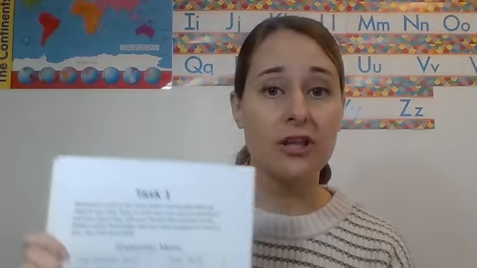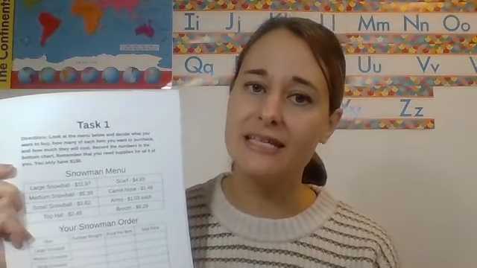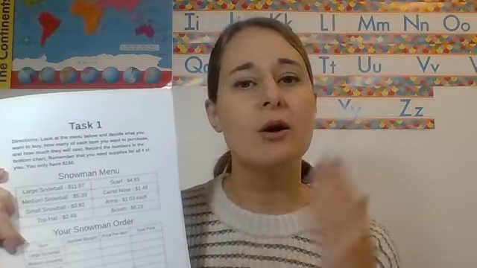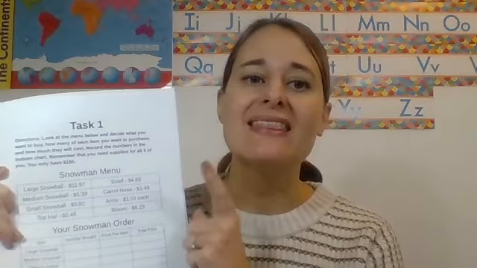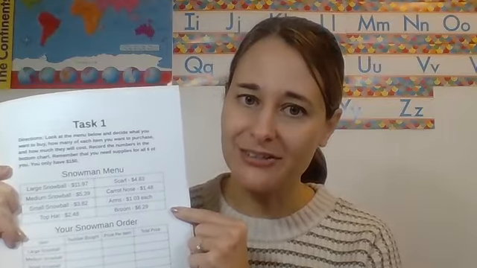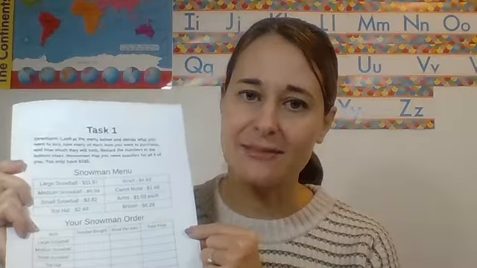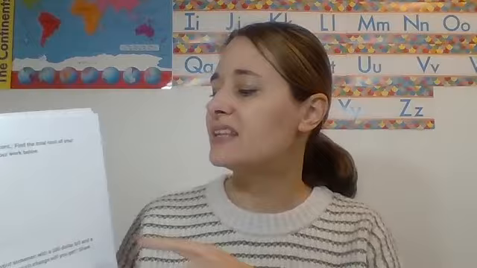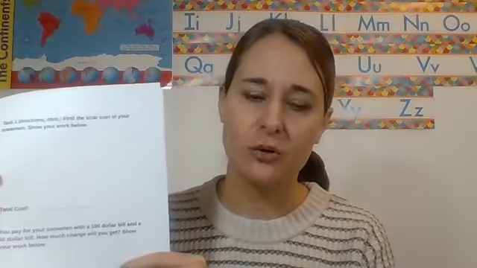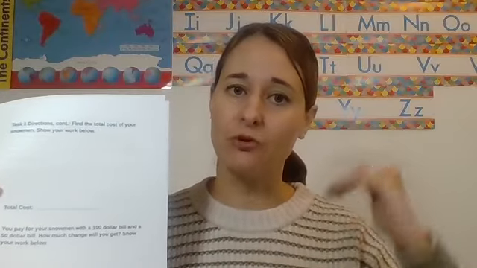get. So the lower level is going to have some lower numbers. It's going to make it a little bit easier for them to solve, but the overall concept is the same. They're going to be building a snowman. They need to decide which materials they want, and they need to figure out how much they're going to cost. They're going to figure out the total cost of their snowman, and then they're going to decide how much change they're going to get.